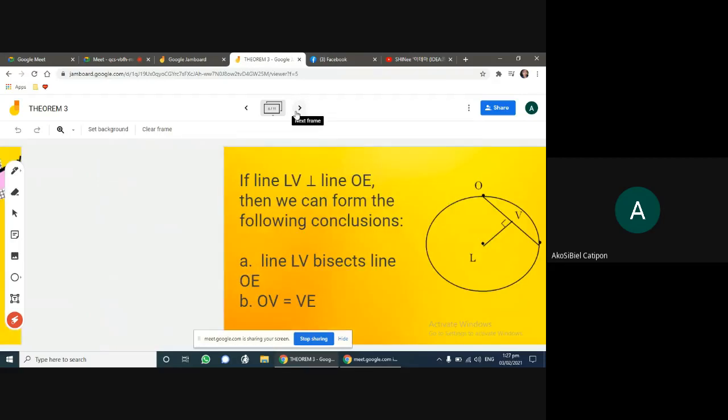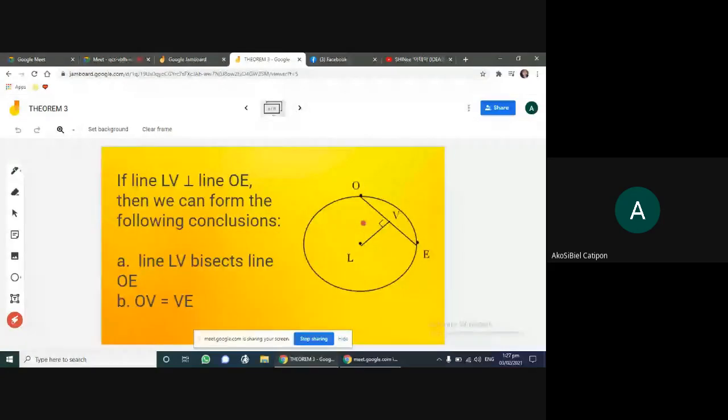Kasi po, pag sinabi nating perpendicular, it is the relationship between two lines which meet at a right angle. And nakalagay po dito yung symbol na to na right angle or mayroon po siyang 90 degrees. We can also conclude that OV is equals to VE. Kasi nga po, line LV bisects the chord OE. At kapag sinabi yung bisect po, it is cut in half or into two equal parts.